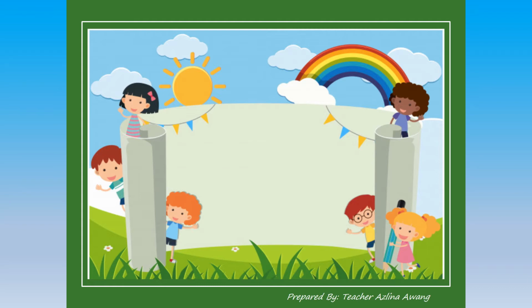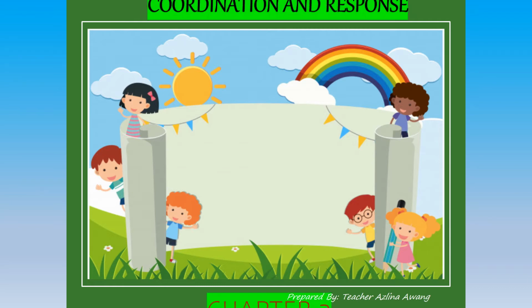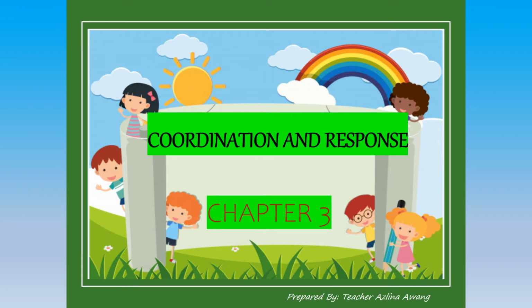So today we start with chapter 3. Our topic is coordination and response. So at the end of this lesson, you should be able to state the meaning of homeostasis, explain with examples the system involved with homeostasis in human, and list at least two importance of homeostasis in human and living things.